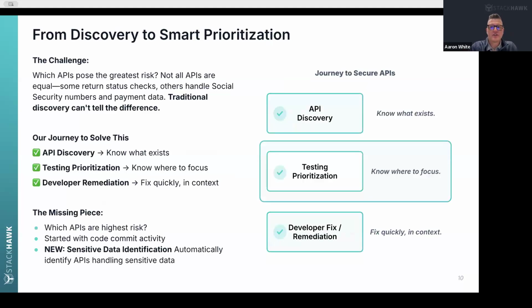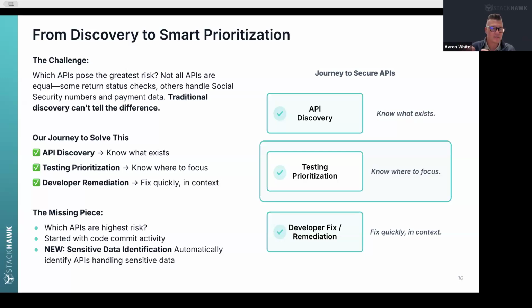So as we start to look at your journey to securing those APIs, we have this challenge: which APIs pose the greatest risk? As we know, not all APIs are equal. Some return status checks, some return social security numbers, some are payment details, and traditional discovery methods can't really tell the difference. So we started with API discovery to help customers understand what exists. We started with the source code to look at what applications and APIs are being developed, and we're surfacing that now in API discovery and telling you, here's what exists.